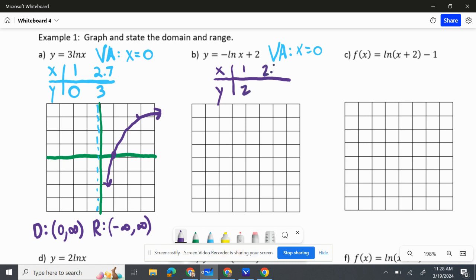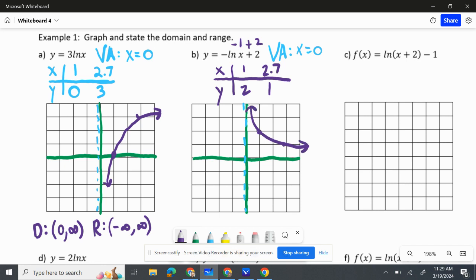And then we're picking our number 2.7, which remember is e. Natural log of 2.7 is 1, but there's a negative in front of it. So that would be negative 1 plus 2, which of course is 1. So we have our vertical asymptote at 0. And we're plotting our points 1 and 2 and 2.7 and 1. And that would be our graph.